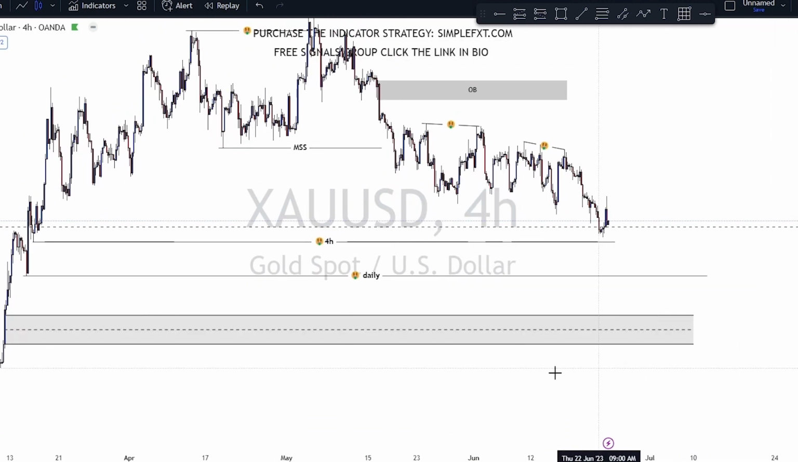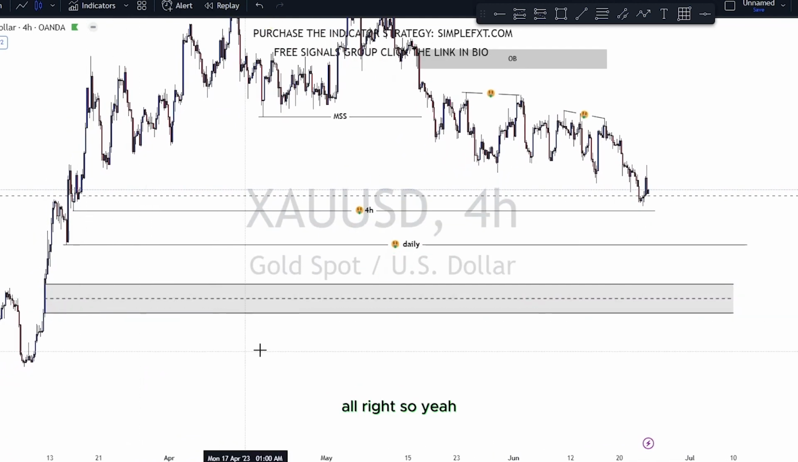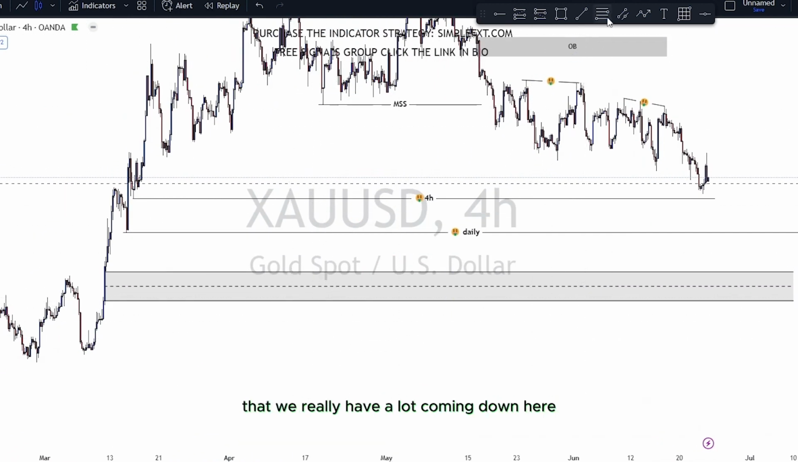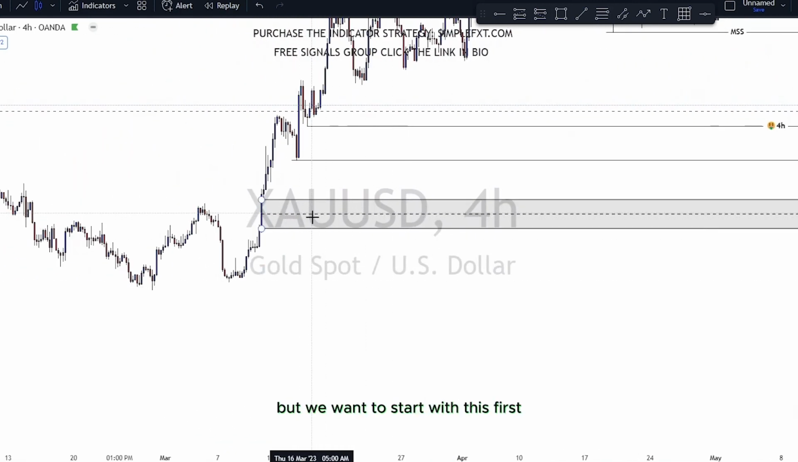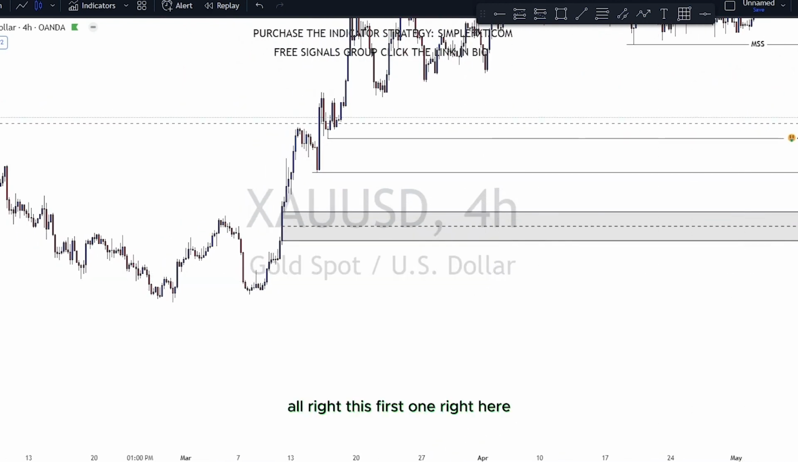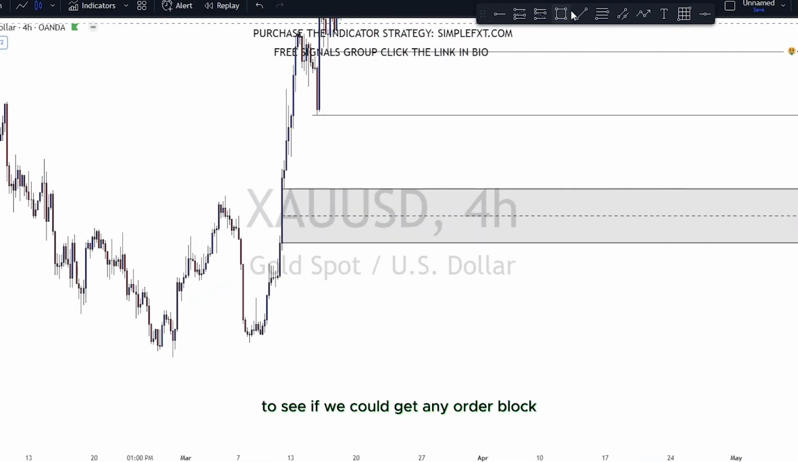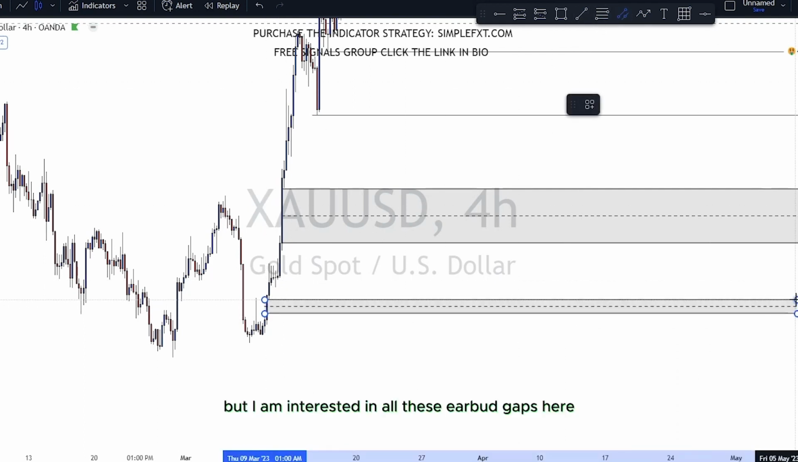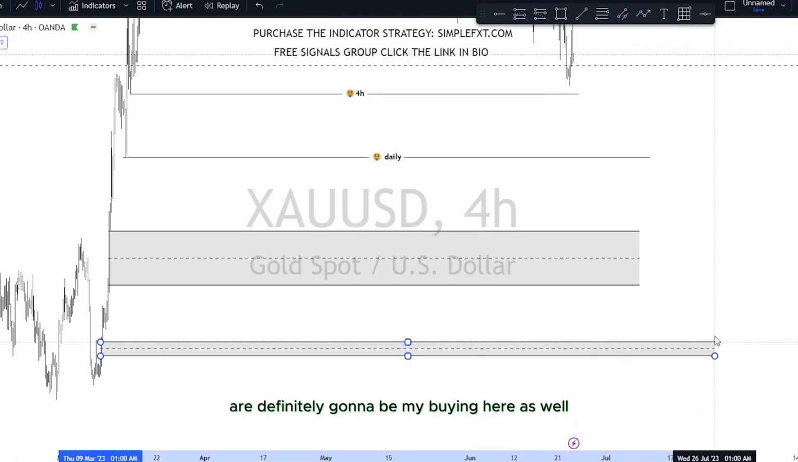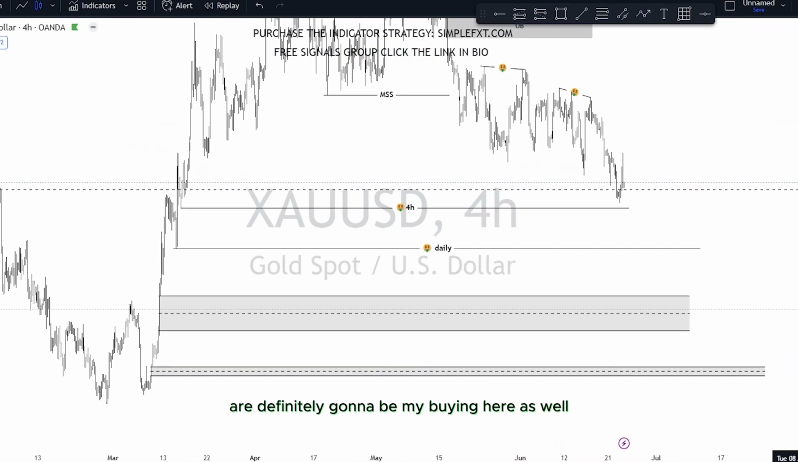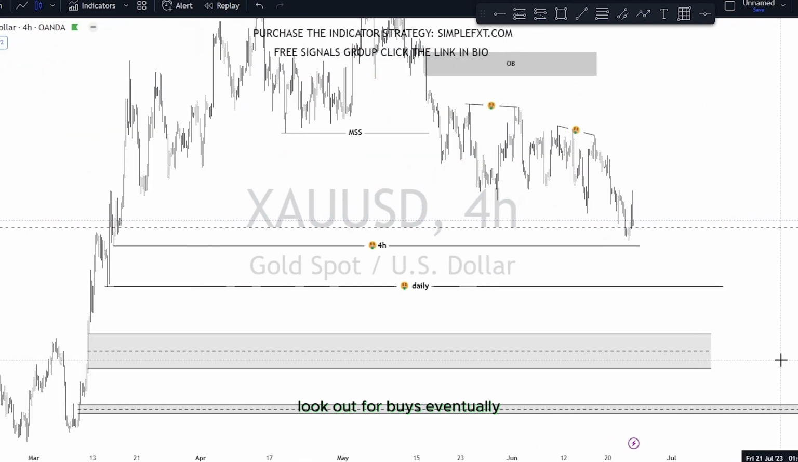Sorry about that. All right, so I said before, that's just one point of interest. We really do have a lot coming down here, but we want to start with this first one right there. Let's see if we could get any order block. I'm not interested in any of those at the moment, but I am interested in all these fair value gaps here. So these two are definitely going to be my buying areas where I would look out for buys eventually.